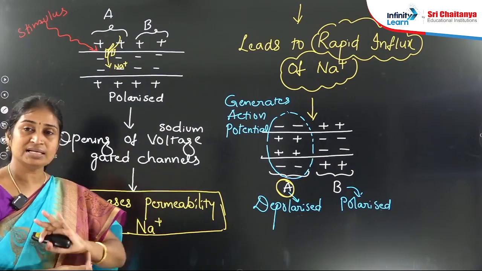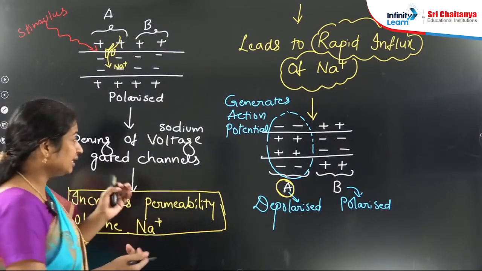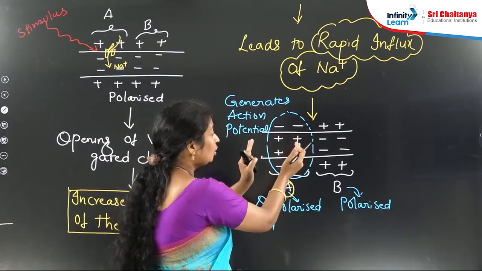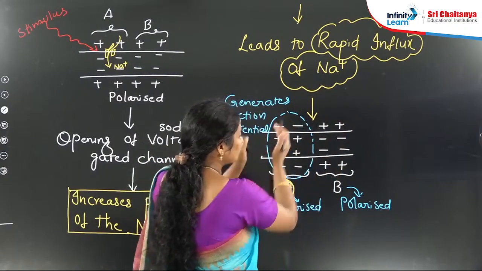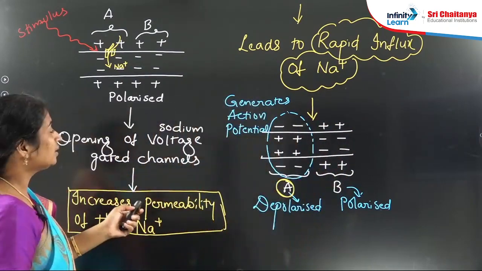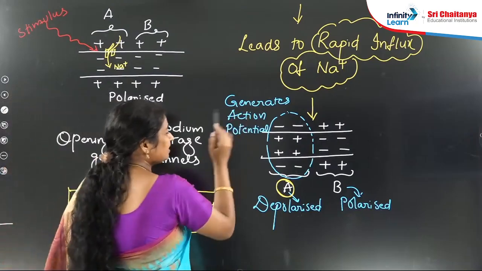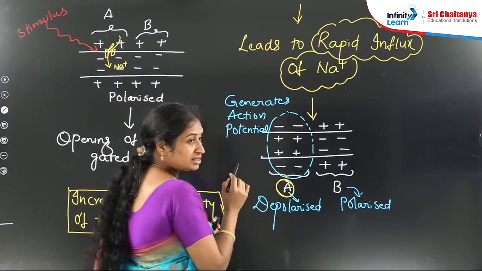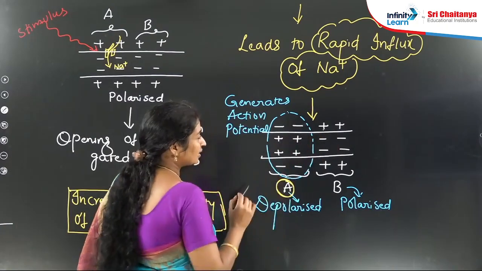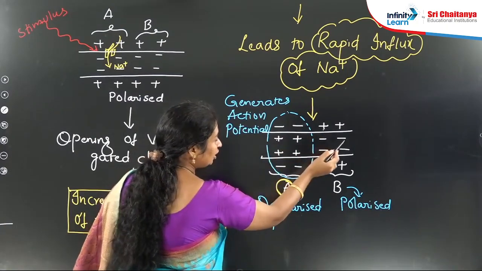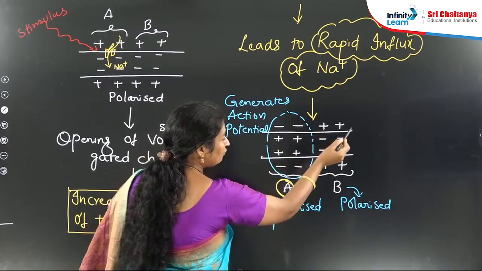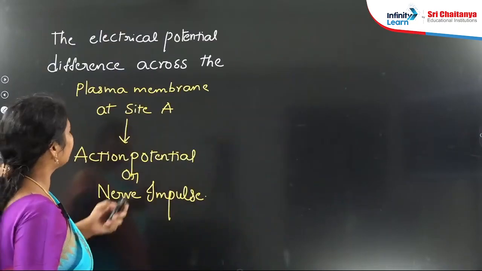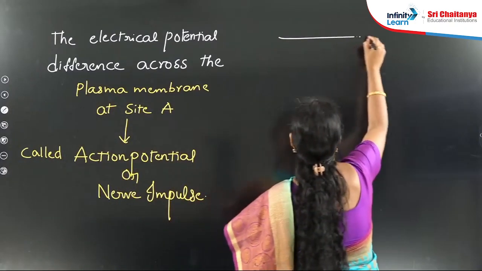Now the action potential has been generated, and the next step is that this action potential has to be conducted to the next site, the adjacent site called B site. Because of the generation of this action potential, have you seen there is a difference? Here negative charges are there, here positive charges are there. Whenever this type of difference exists, it generates electric flow. Then the next step is conduction.